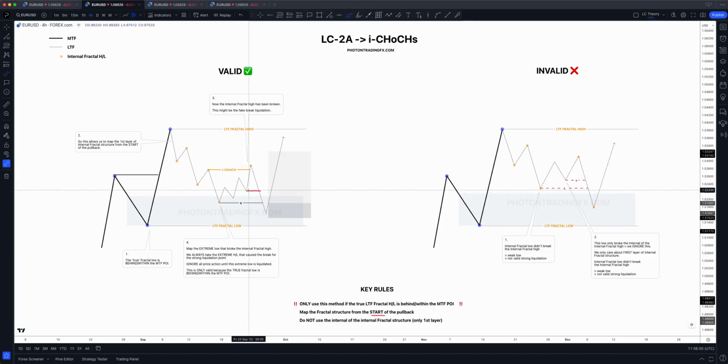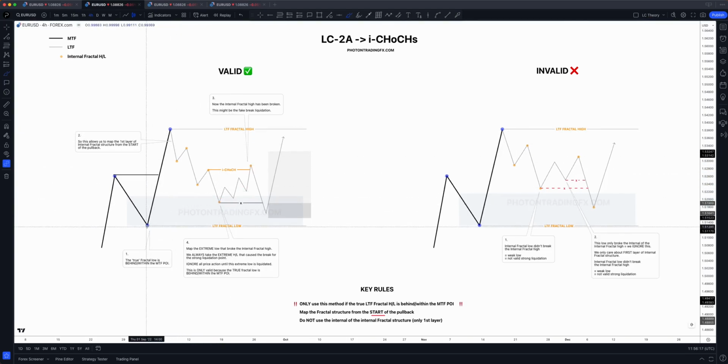For the strong liquidation point, we always take the extreme point that led to the CHoCH, to the break, okay? Because we want to take the lowest point. We want to take the best area where there's going to be the strongest liquidity, and that's always going to be the lowest point, okay?